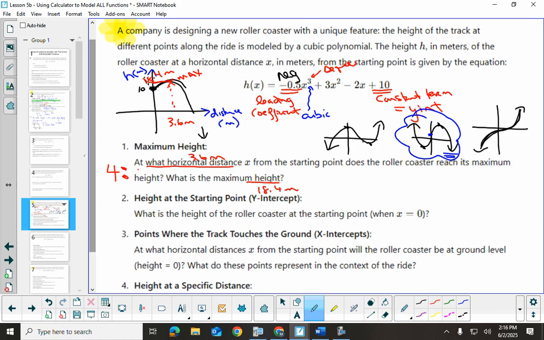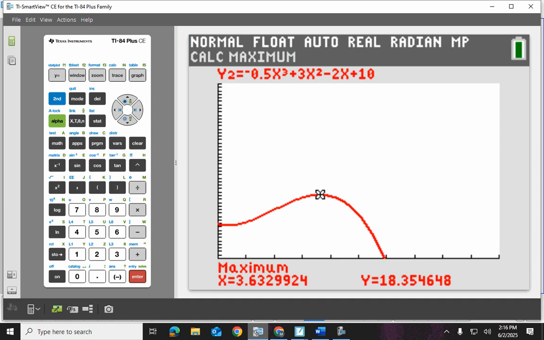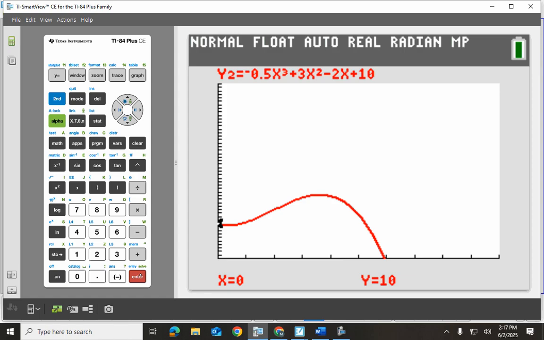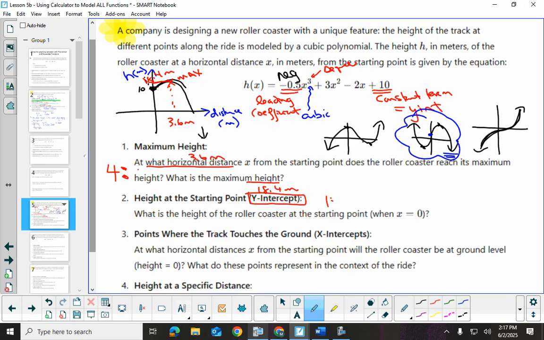What is the height of the roller coaster at the starting point? So this is the y-intercept. So the way we find y-intercept is use number 1. So we're looking for this right here. And again, you enter in 0 because you want to know where it's crossing this point right here. So 10, y-intercept. Now, remember those patterns? Did you already know your y-intercept? Yes. So you didn't even have to use your calculator for that if you don't want to, but it's there.